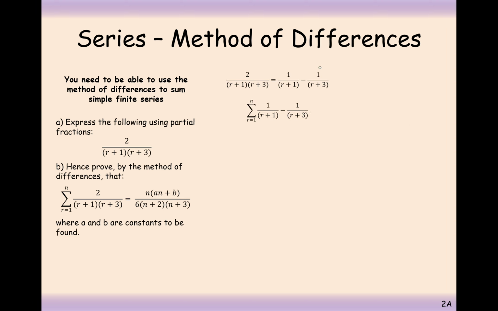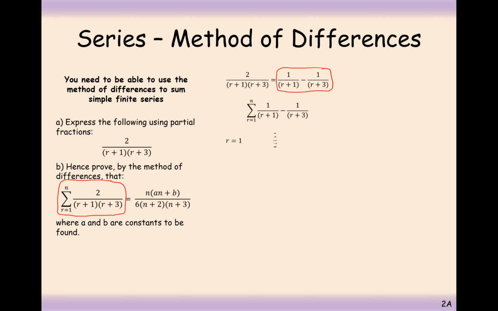Lovely. So now that we know that this expression here can be rewritten as this expression here, to summate this, we're going to summate this thing here instead, something that's algebraically equivalent to it. So we're now on to part B. We're now going to use the method of differences.